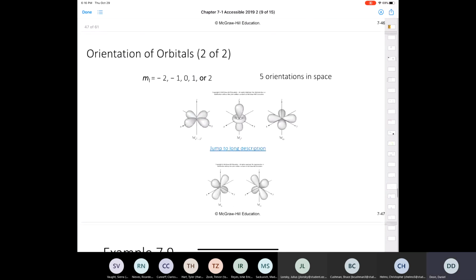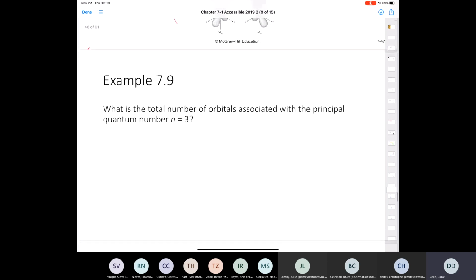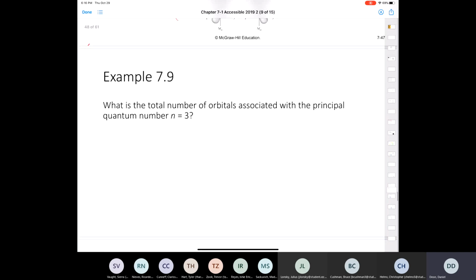What else? If we look at the d orbitals, what are the possible values when my L is equal to 2? That means that I have a d orbital. That means there's 5 orientations in space. Look, 1, 2, 3, 4, 5. And here are those d orbitals, and we talked about them earlier this evening. Nothing really new there. Well, with all that in mind, let's try another problem.